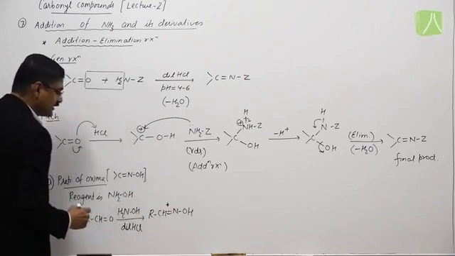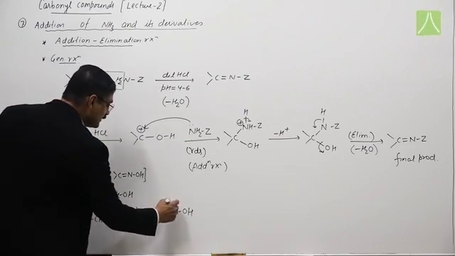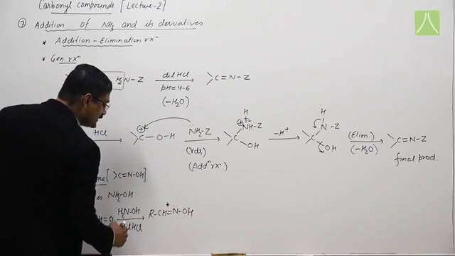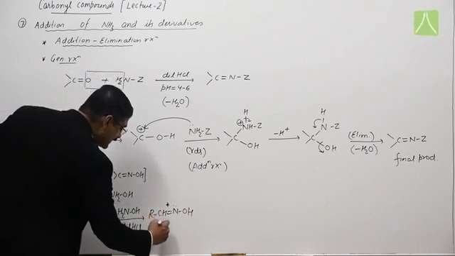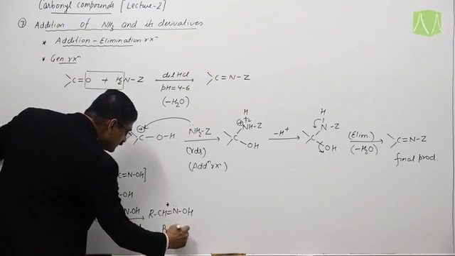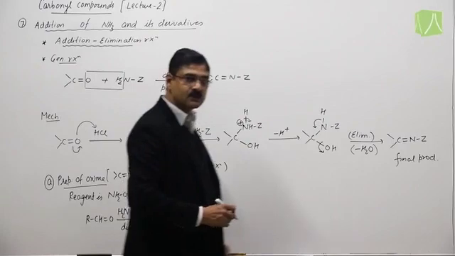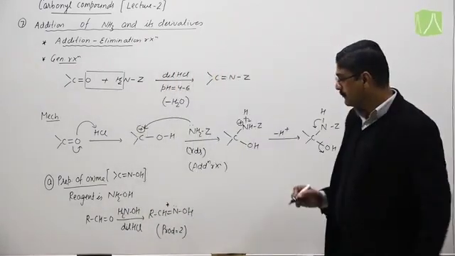This is a stereo center. If two different groups are present on the carbon atom, and a lone pair and OH are on the nitrogen atom, then two products are formed. These are geometrical isomers of each other.